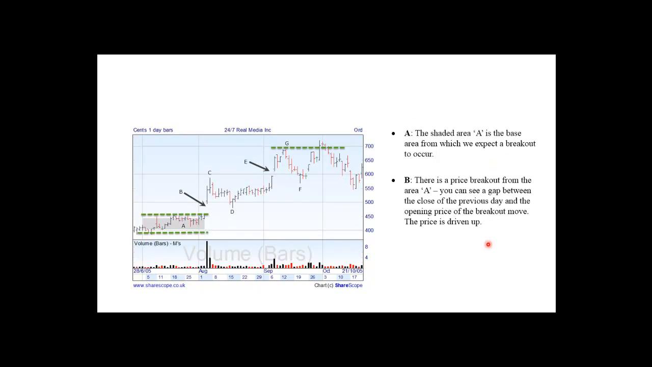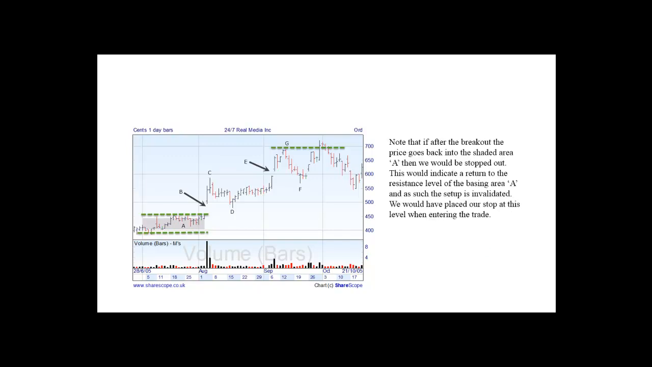Again, let's look at some more. A, the shaded area, is the base, from which we expect the breakout to occur. At B, there is a price breakout from area A, and you can see a gap between the close of the previous day and the opening price of the breakout move. The price is therefore driven up. Now, you don't need gaps necessarily. These are just extreme examples I've shown. When there's a lot of price pressure, you'll often find gaps, but you don't always need gaps.